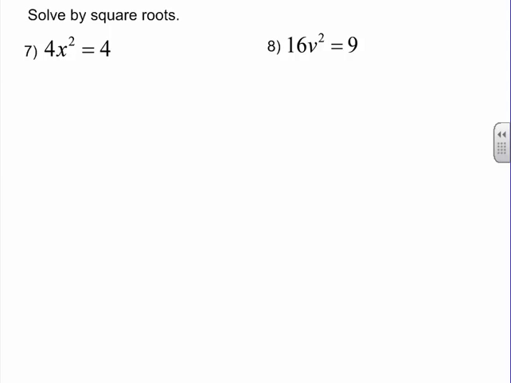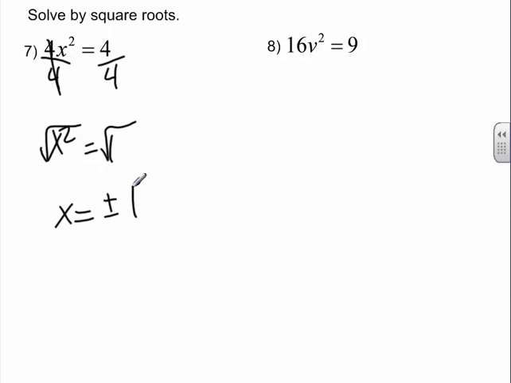Alright. Hopefully I had a shot to work these out, but again, if I'm going to solve by square roots, I got to isolate the x squared, which is different than what we've been doing when we're graphing. So note that. So x squared equals 1. So square root both sides. The square root of 1 is 1. So x equals plus or minus 1.